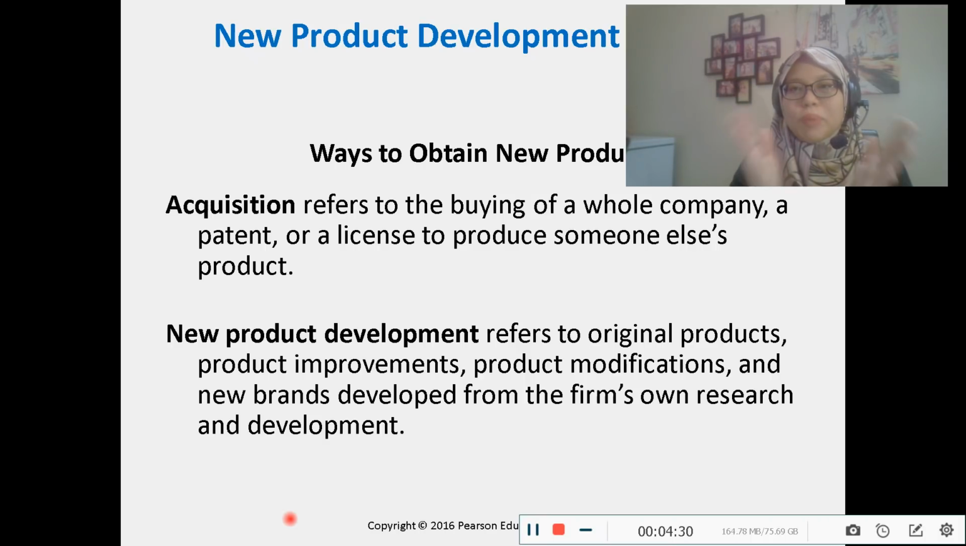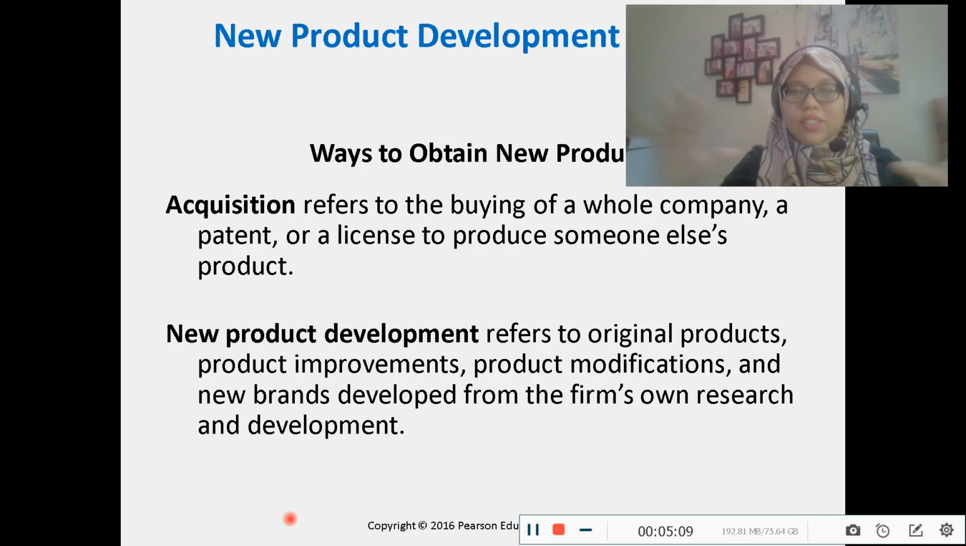But when it comes to buy, it's acquire new product. If they think that they have enough capacity, they have enough resources, if they have enough expertise, they have enough capital, so they can go for new product development. So they can modify the existing product, they can do some improvement, and they can also develop a standalone new product. Okay, based on the new product development in the organization.